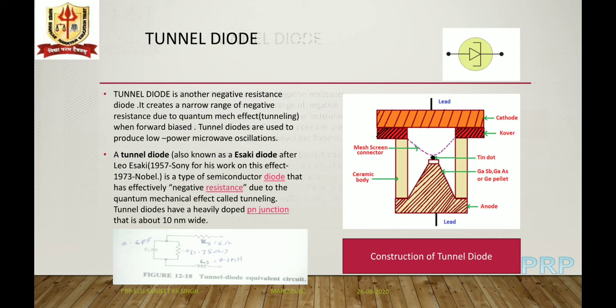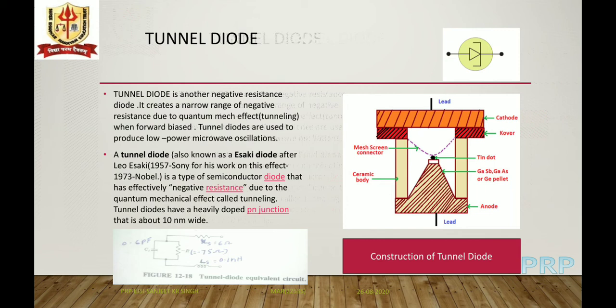nanometer wide. Down here we see the equivalent circuit of a typical tunnel diode, consisting of a series resistance of 6 ohm, then the parallel negative resistance of minus 75 ohm, a capacitance of 0.6 picofarad, and a series inductance of 0.1 nanohenry.